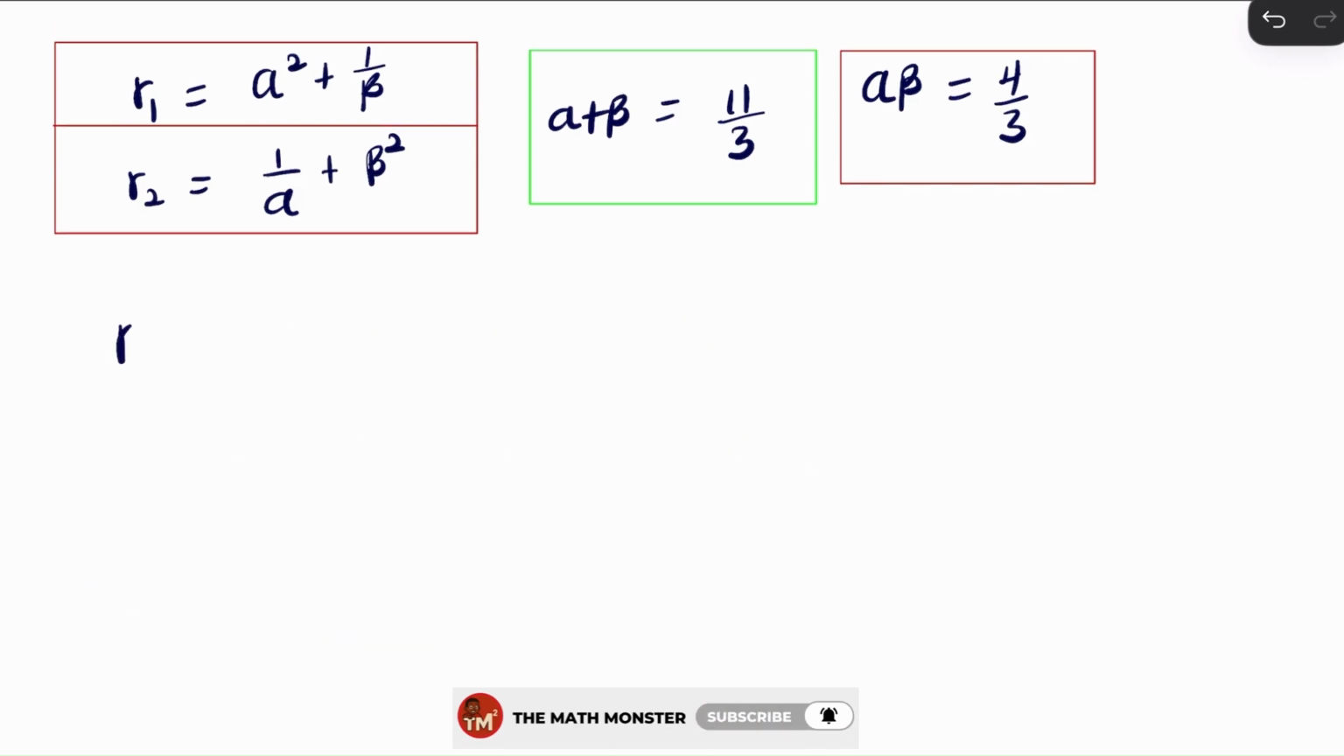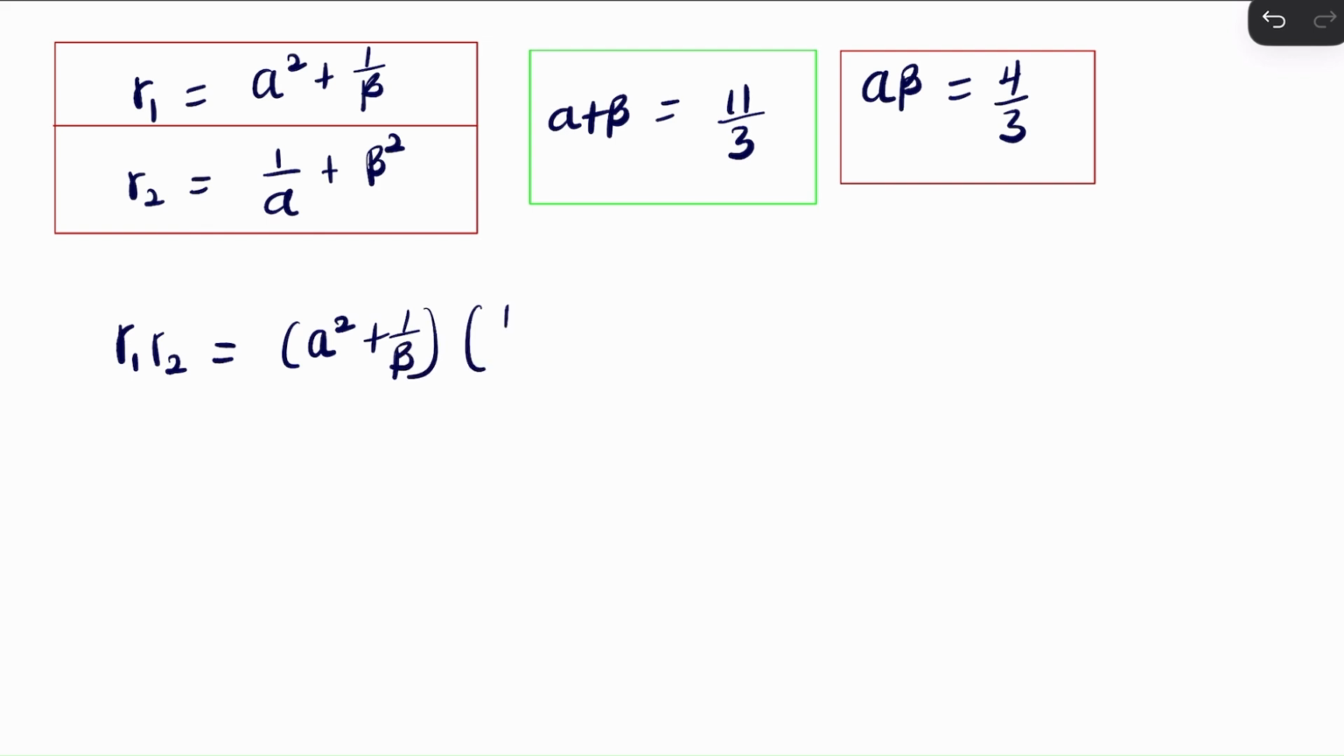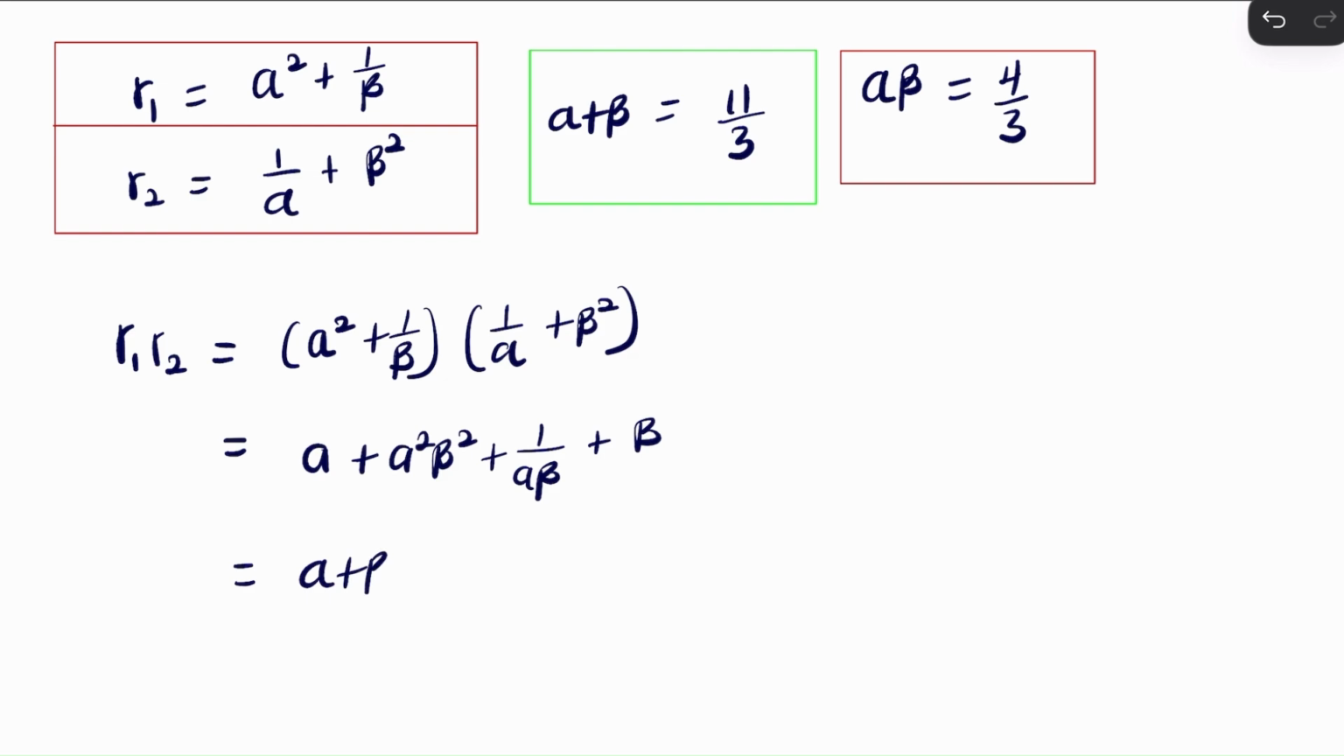Now, our next step is to compute r1 times r2. So we have alpha squared plus 1 on beta multiplying 1 on alpha plus beta squared. So this is going to give us alpha plus alpha squared beta squared plus 1 on alpha beta plus beta. So we can simplify this to get alpha plus beta plus, so here we can rewrite this as alpha beta all squared, right? Plus 1 on alpha beta.